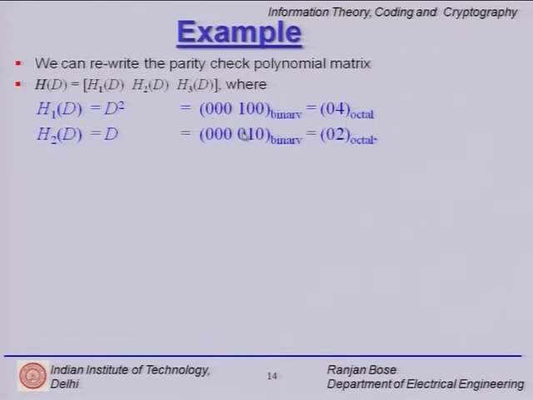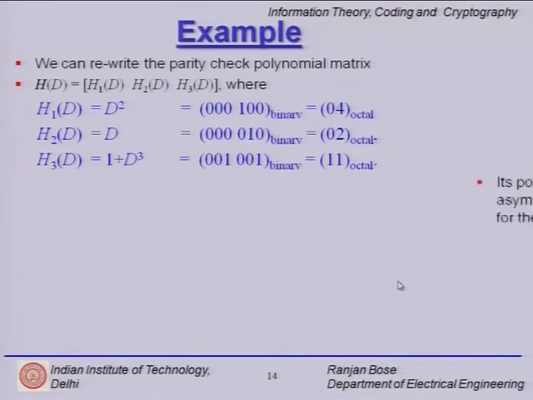Similarly, for H2(D), the coefficient for D is there, the coefficient for D raised to the power 0 is missing, and the coefficient for D squared is missing, and therefore it is 0 1 0 in binary and 0 2 in octal. The first 3 bits stand for the first digit, the second 3 bits stand for the second digit, and H3(D) is 1 plus D cubed. So you have 1 here and the coefficient of D cubed, so 1 1 in octal. So, I can represent this simply using the octal notation which is found in the literature.